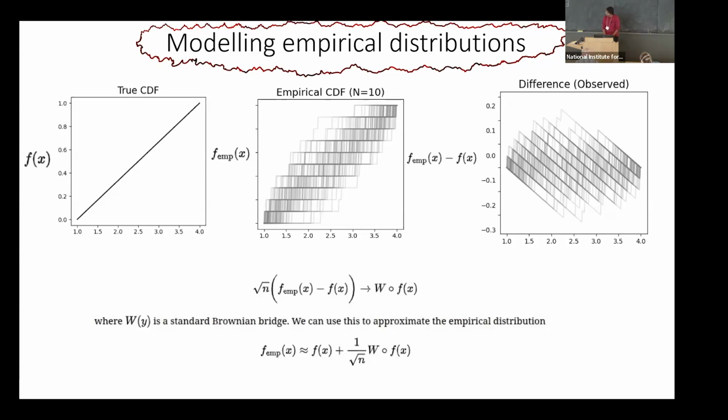I'm happy to talk about the intuition behind this convergence. But what this allows you to do, and this is not exact, is write down the empirical distribution as your true CDF plus a Brownian bridge with an appropriate 1/√10 scaling. This is not exact, but it captures the variance-covariance structure arising from finite sampling from some distribution.